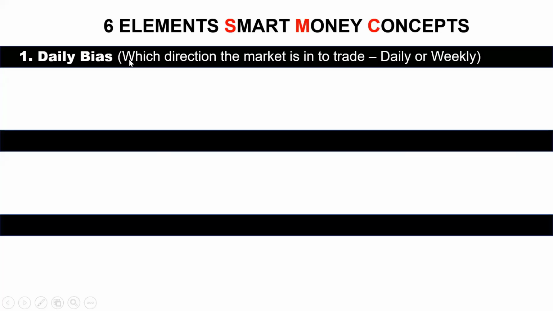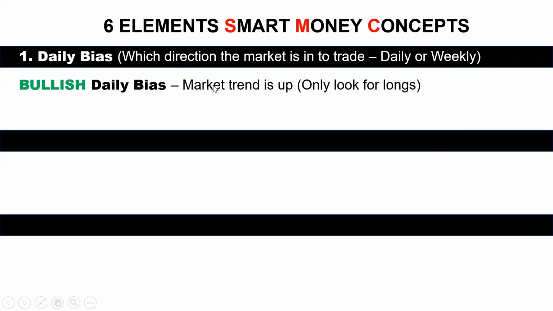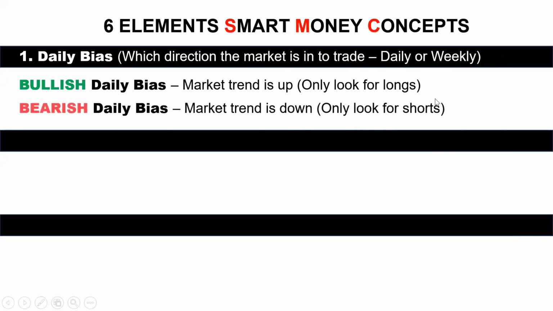So first one is daily bias. Which direction is the market in to trade? So are we looking at daily or are we looking at weekly? A bullish daily bias is when the market trend is up, you only look for longs. A bearish daily bias is when the market trend is down, you only look for shorts. So that's the first element: go into your charts, go into daily or weekly or hourly if you're doing really short time frames, and then say, what am I looking for? Longs or shorts? Market trend is up, I'm looking for longs. Market trend is down, I'm looking for shorts.